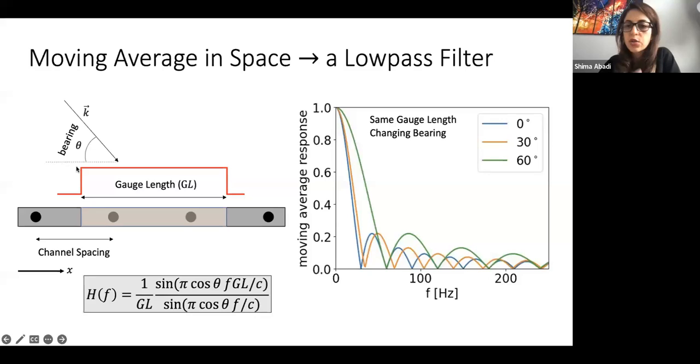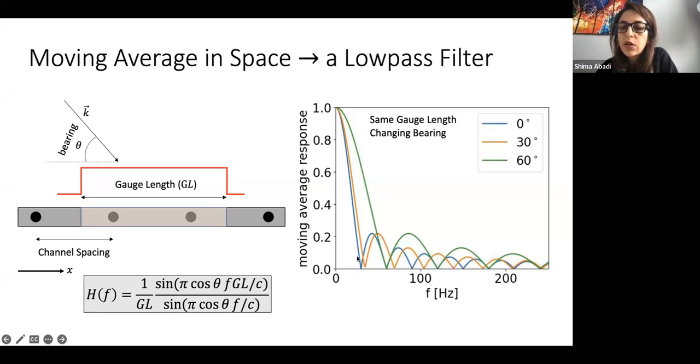When the bearing changes, you see that this null, the zero response, changes location. At 0 degrees, if you do the math, this location is about 30 hertz, which is 1500 meters divided by 50. So 50 was the gauge length, 1500 meters per second is the speed of sound. And then we get multiples of that, so it repeats and goes up to higher frequencies.